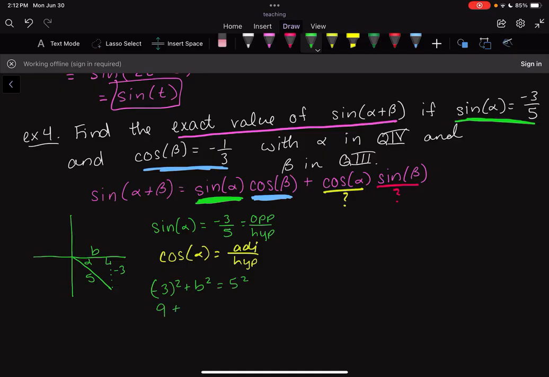Simplifying, I get 9 plus b squared equals 25. B squared equals 25 minus 9, which will be 16. So then b must be equal to 4 if I take the square root. Now be careful here that b should be a positive 4 only because it's on the positive side of the x-axis. So now I know that cosine of alpha is equal to 4 over 5. So now I'll be able to plug it in whenever I need it.